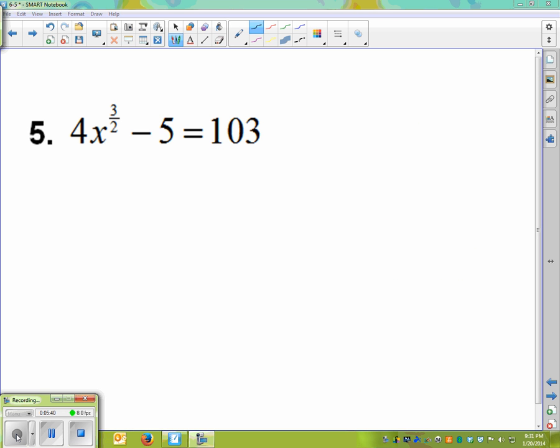Here's problem number 5. Go ahead and give this one a try. Push pause, and then when you're done, resume play and check your answer.